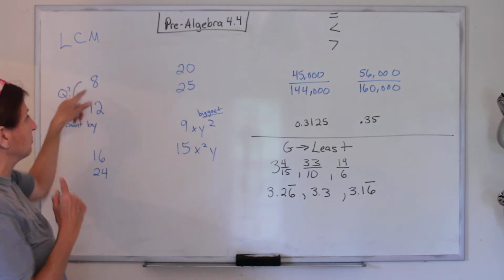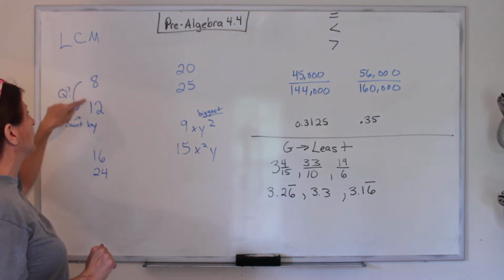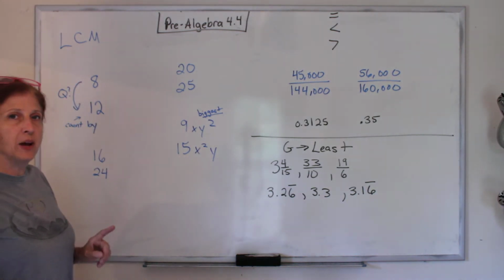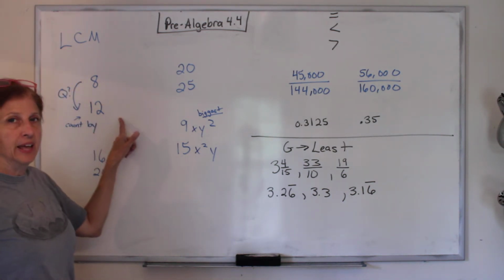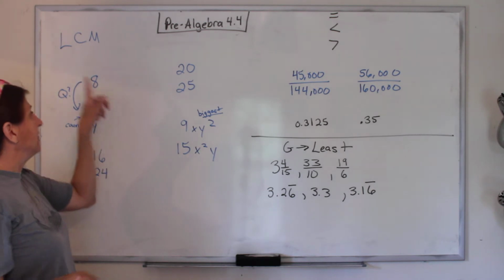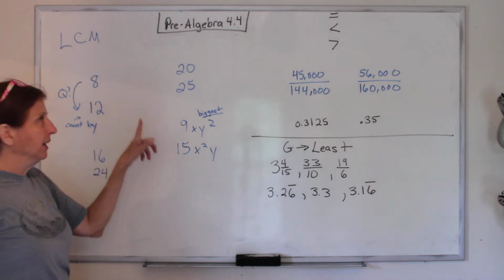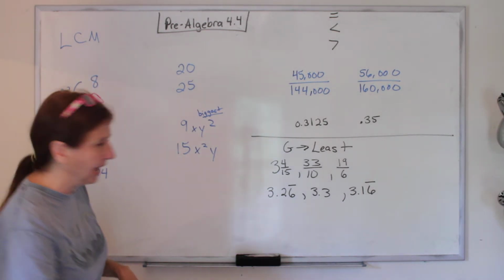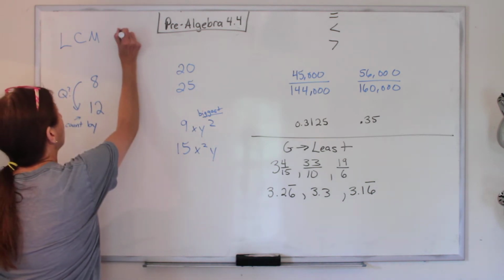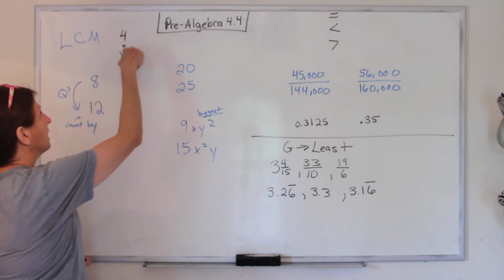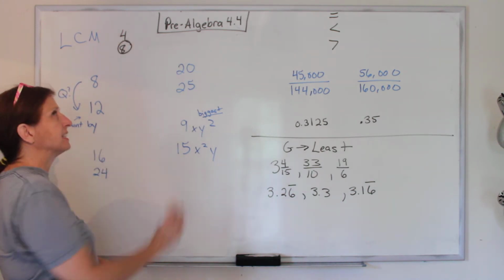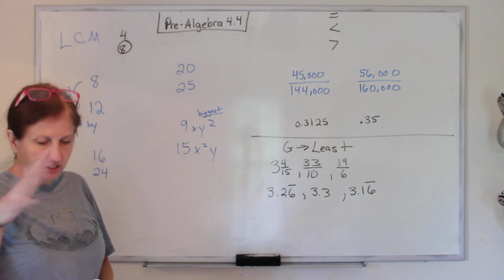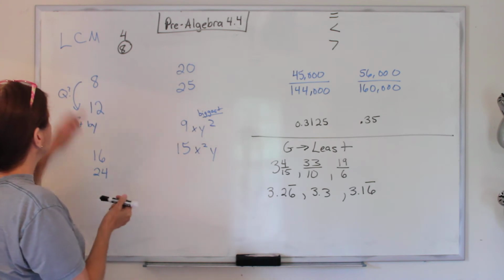Okay, so you have two numbers. We want to know what is the least common multiple. Your first question you ask yourself, does the little number go into the big one? If it does, the answer is the big one. If we had 4 and 8, does 4 go into 8? Yes, it does. So the least common multiple is 8. You're done.